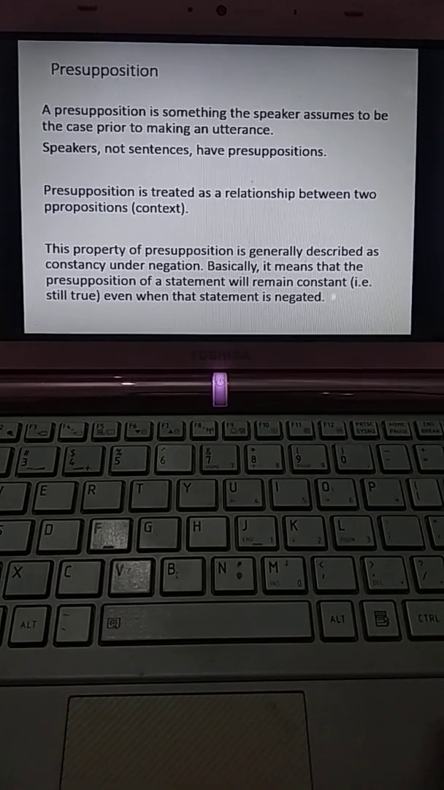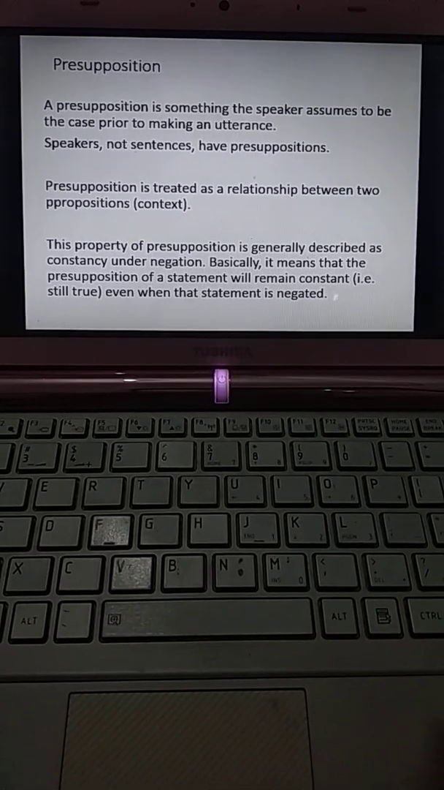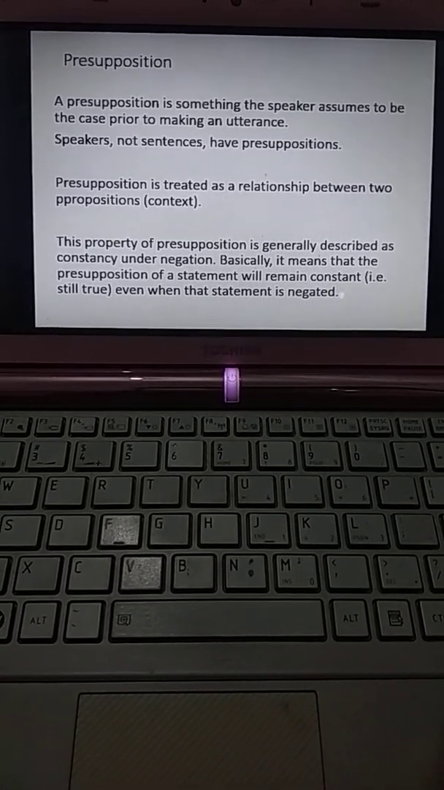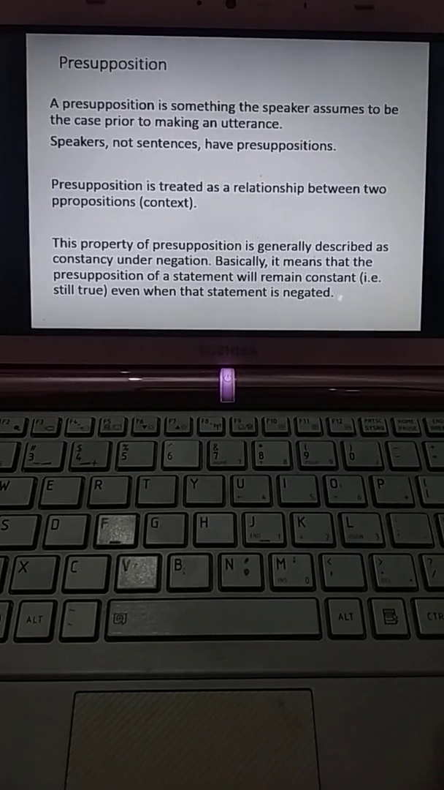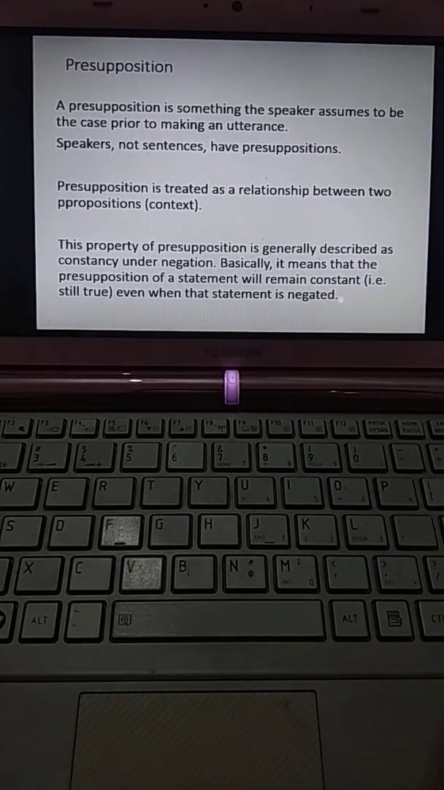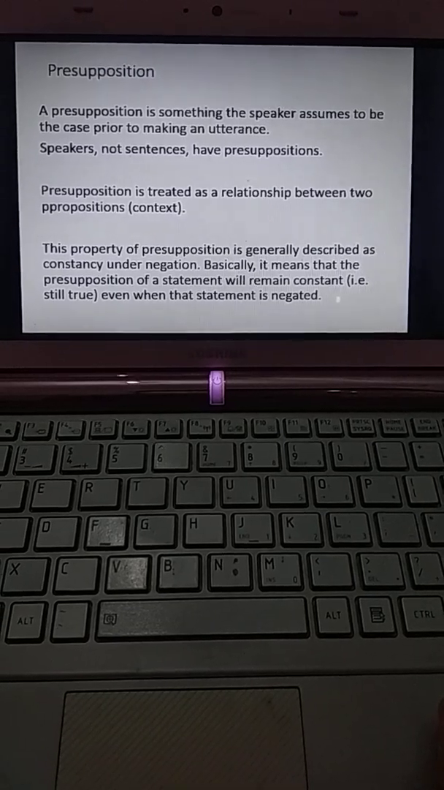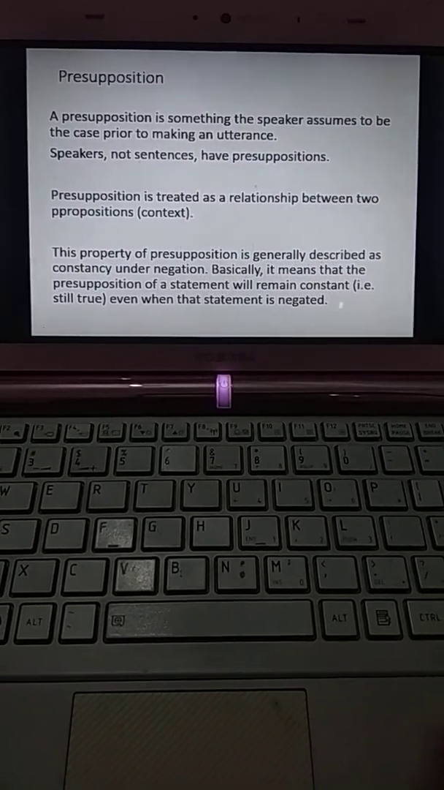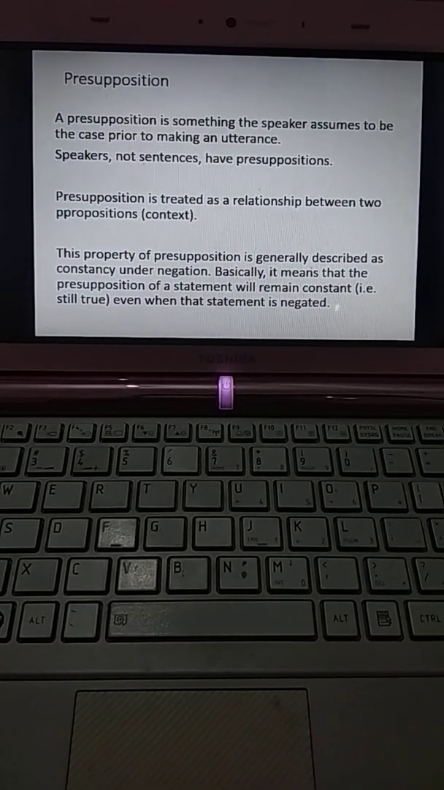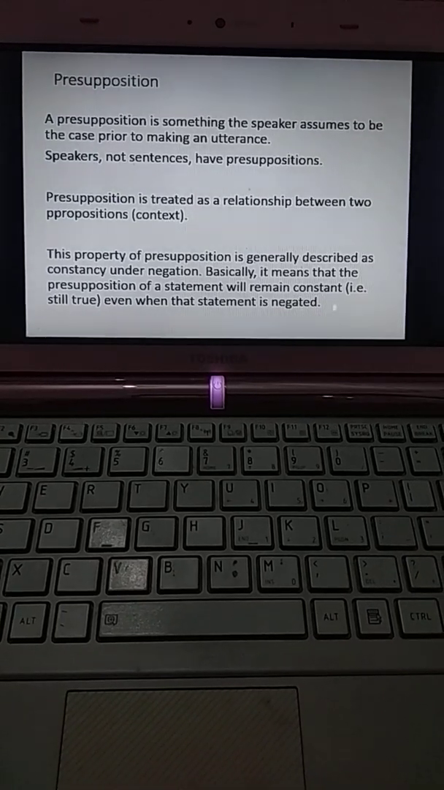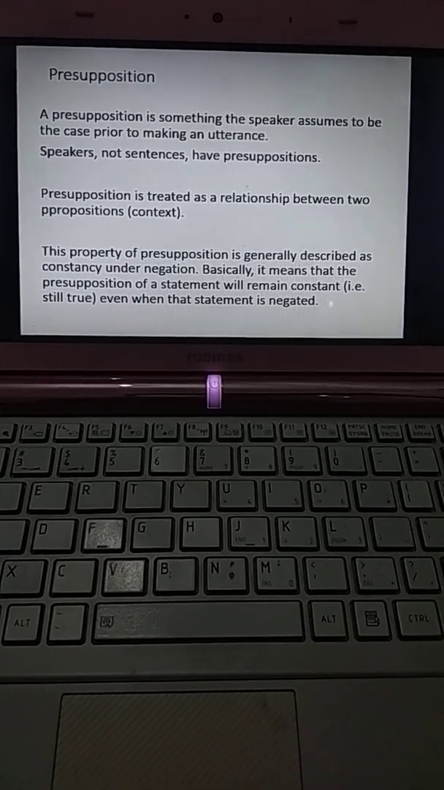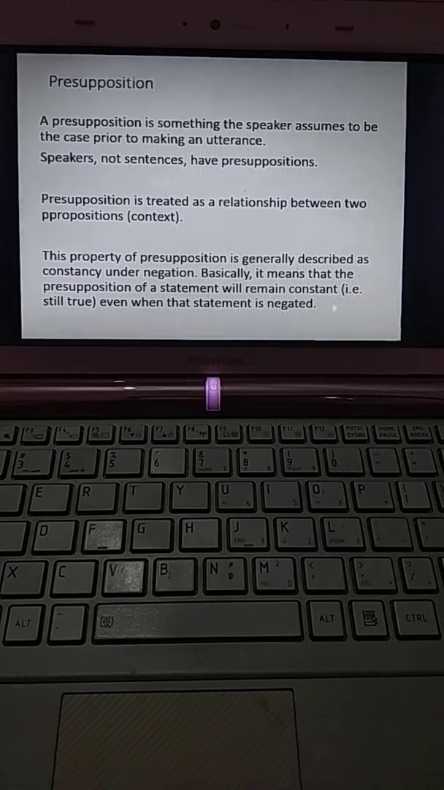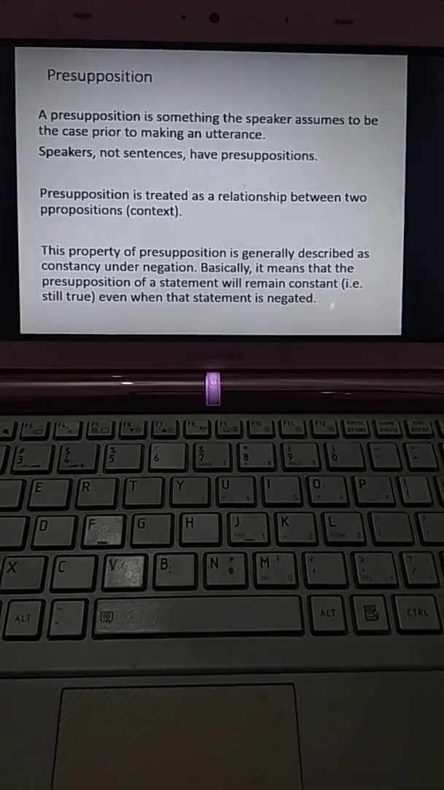Okay, next, this property of presupposition is generally described as constancy under negation. Basically, it means that the presupposition of a statement will remain constant, or still true, even when that statement is negated.